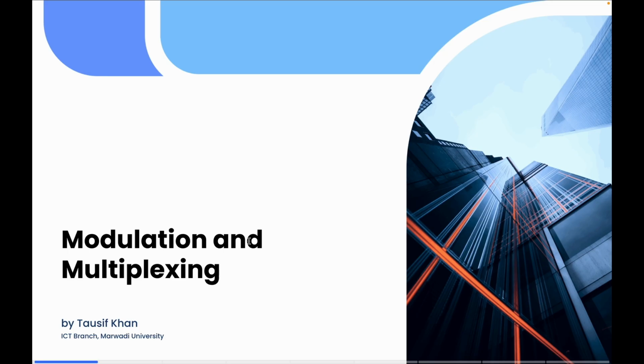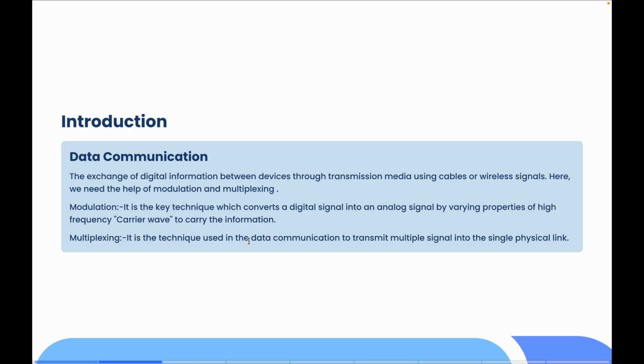Today I will explain the concepts of modulation and multiplexing. Before understanding modulation and multiplexing, we need to understand the basic concepts. So let's start by understanding data communication. Data communication is the exchange of digital information between devices through transmission media using cables or wireless signals. Here we need the help of modulation and multiplexing.